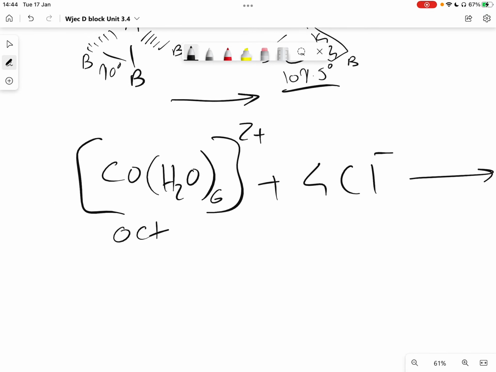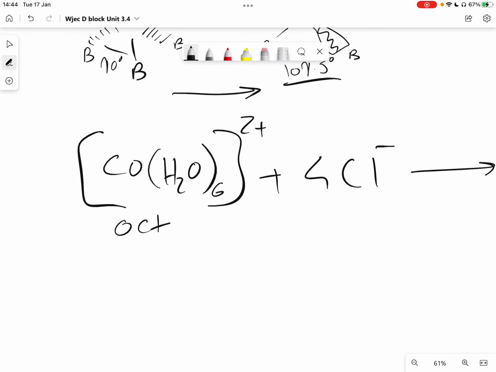Now, if we look at maybe hexa-aqua cobalt or hexa-aqua copper, there's a general question they can ask, and this is, why do these transition metals appear coloured? Now, I'm going to use copper 2 plus as an example. So in copper 2 plus, in the ion, the energies of the 5 3d orbitals are equal.